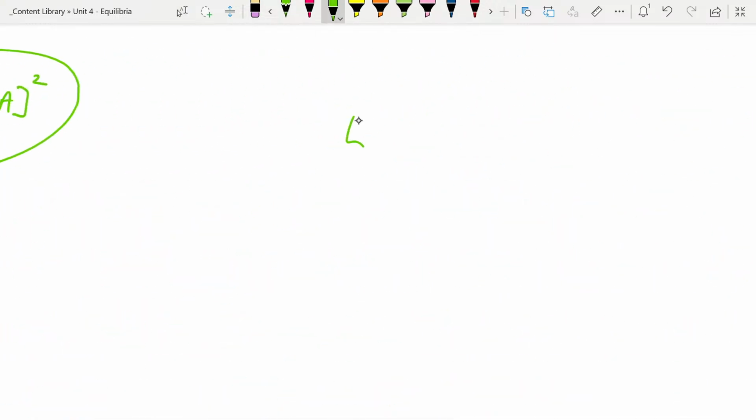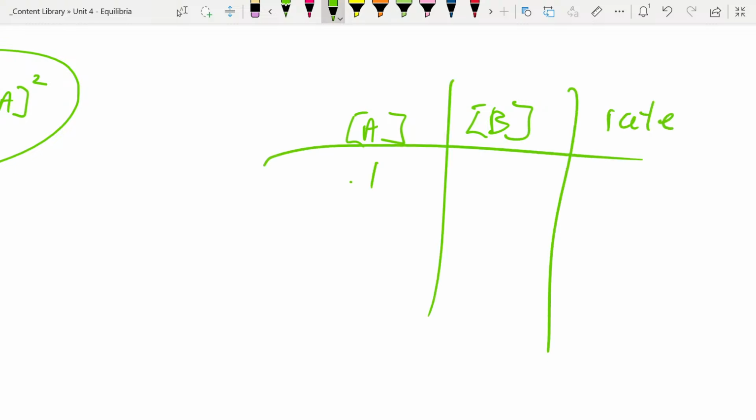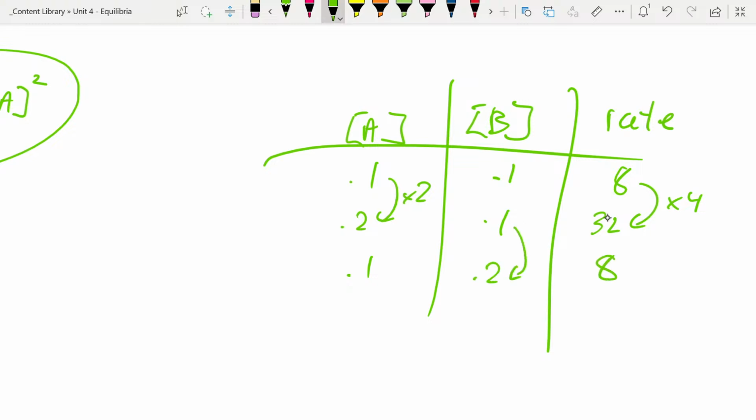And how would you figure that out? Well, you'd do concentration of A, concentration of B, and the initial rate, right? And you'd try it at 0.1 and say this is 8. And then you'd try it at 0.2 and 0.1, and you'd find that the rate goes, well, we doubled this, right? But we said second order, so if it's second order, this would get multiplied by 4. So this would have to be 32. And if we put this back to 0.1, and now we double B, we see that this actually doesn't change at all. And so we'd say, therefore, rate equals K times the concentration of A squared.